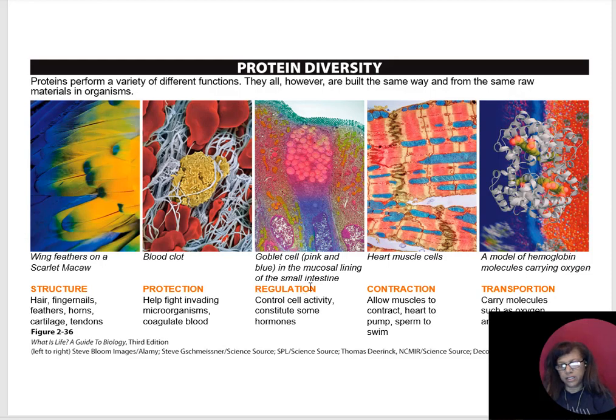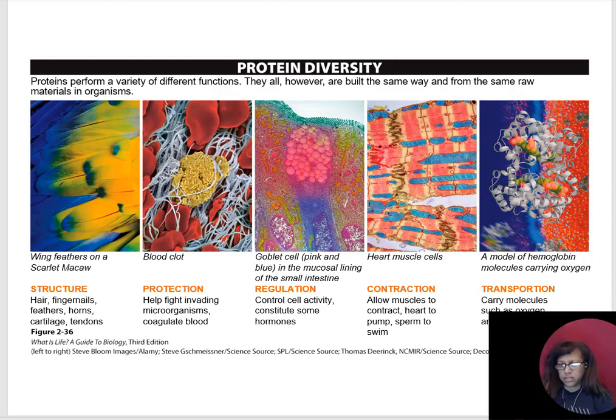When we think about regulation, proteins are helping to control cell activity, and they comprise some of the hormones as well. So here we're looking at a goblet cell in pink and blue, in the mucosal lining of the small intestine. Here we have the small intestine and a goblet cell, and it's making mucus. That's protein. Proteins are involved in contraction. So proteins actually allow muscles to contract, the heart to pump, sperm to swim. So here we have heart muscle cells made of protein, right?